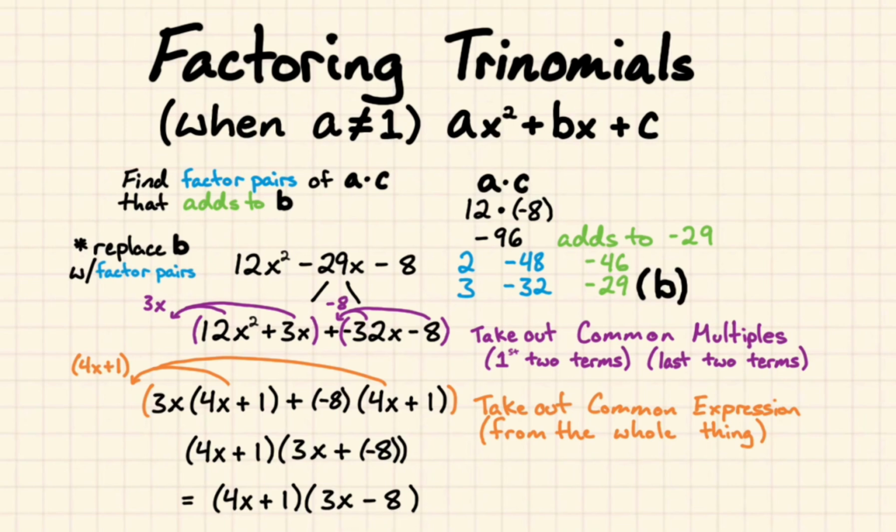And that's my answer. 4x times 3x does give me 12x squared. Then I'd have 4x times negative 8 gives me negative 32x. 1 times 3x gives me 3x. And 1 times negative 8 gives me negative 8. And it simplifies to our original trinomial. Let's go quickly through 3 more examples so that you can see what it looks like.